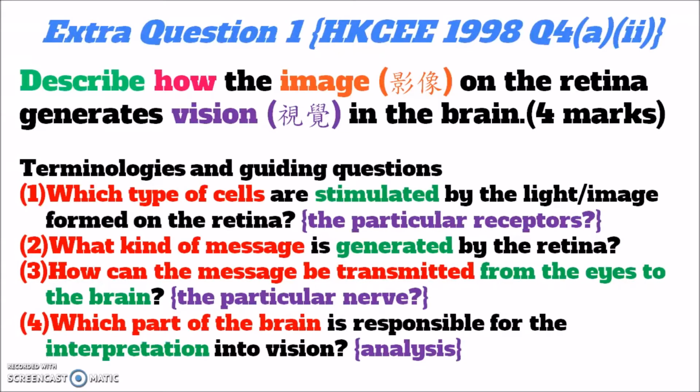The important thing I would like to mention is that image is totally different from vision. Image is the physical phenomenon which is formed by light rays. On the other hand, vision is the sensation produced after interpretation or analysis of nerve impulses in your brain. Try to follow the logic flow of the guiding questions to answer this question.